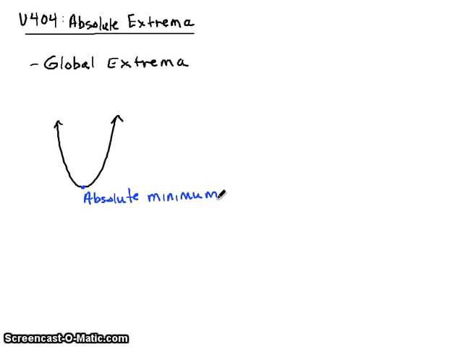Now, this is also going to be a relative min as well, because it does fall lower than everything in its little area, its neighborhood there. So it's also a relative min. This is kind of like all squares are rectangles, but not all rectangles are squares. All absolute extreme values are also relative extreme values, but not the other way around.